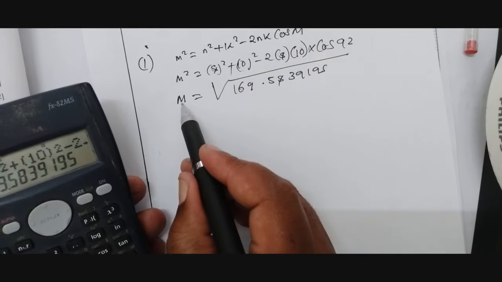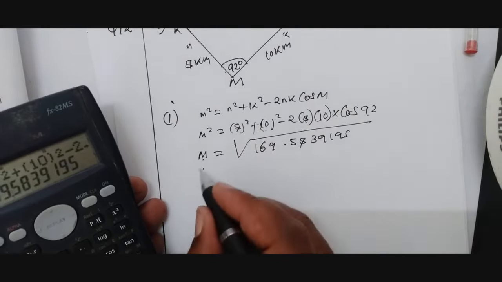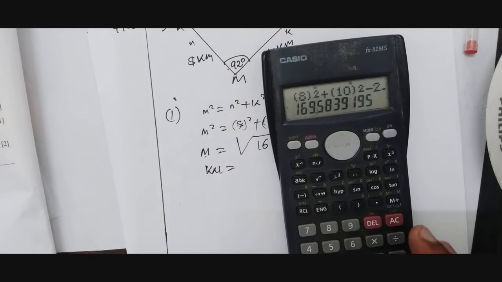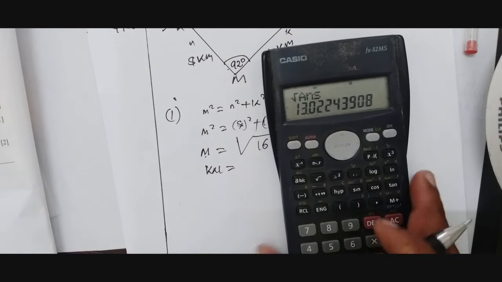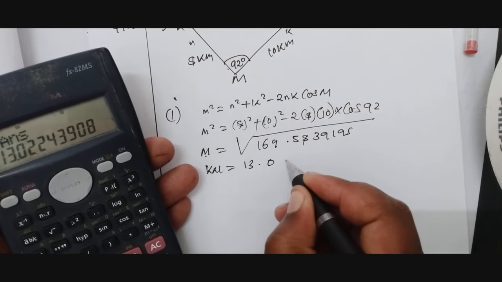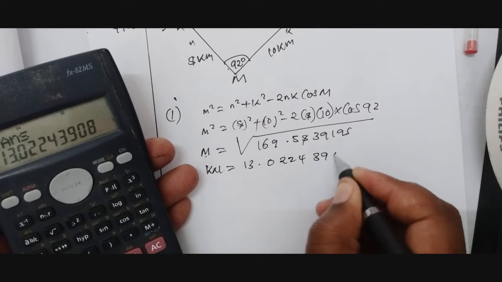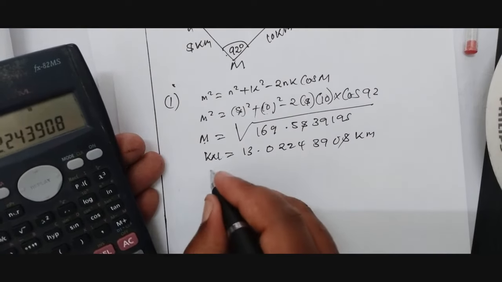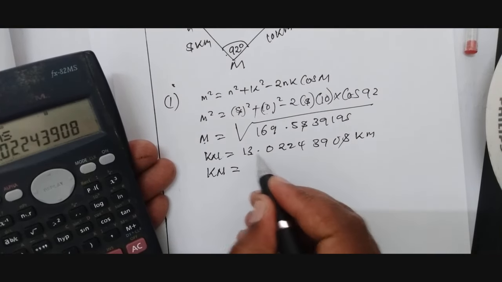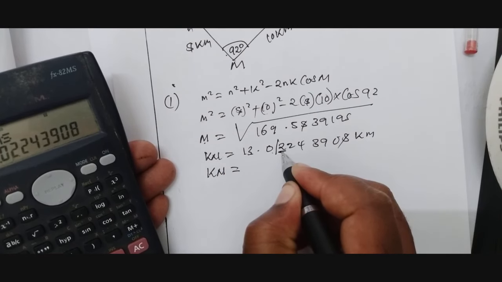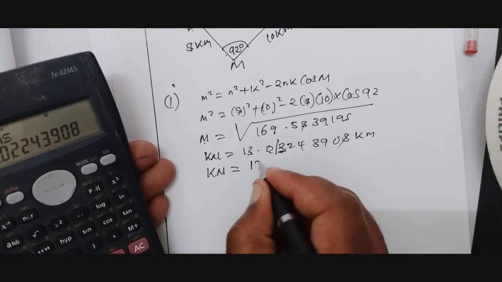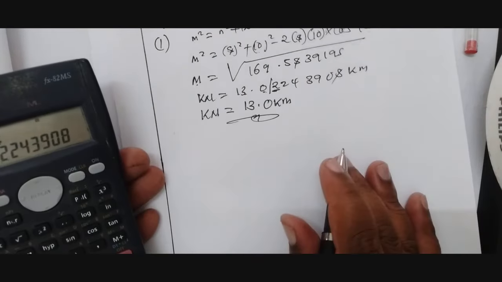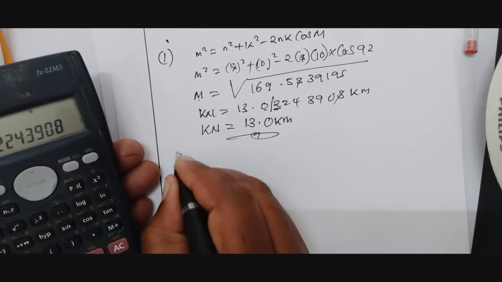All right? So, since m represents KN, we can say therefore KN direct here is equal to the square root, you punch here. Okay, so you punch the square root. What do you get? 13.02243908 kilometers. But you give your answers correct to three significant figures. So say KN is equal to 1, 2, 3. You cut here and consider this one as 0. 0 plus the 0 is 0. So you have 13.0 kilometers. Don't just write 13, all right? 13.0 kilometers, correct to three significant figures.